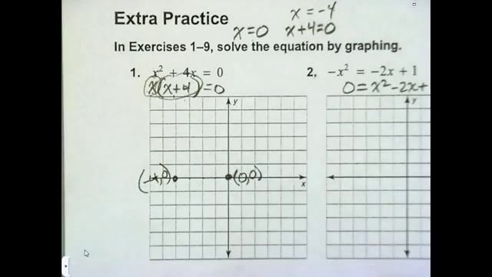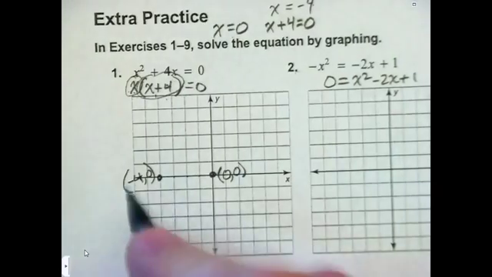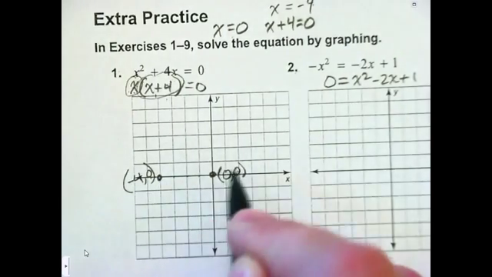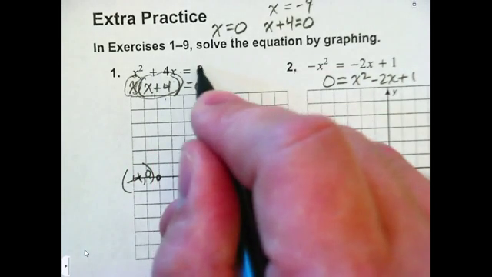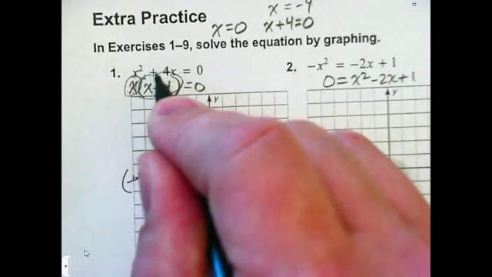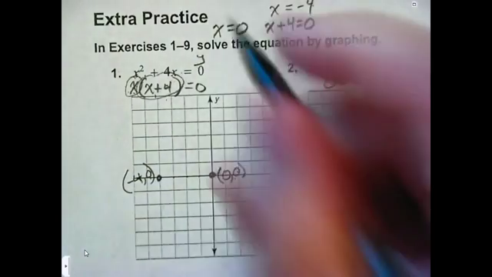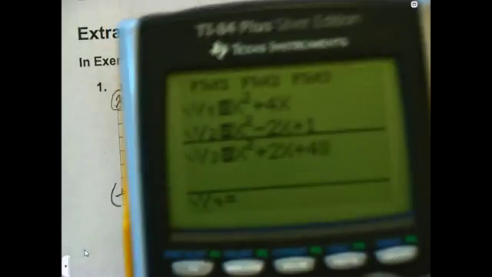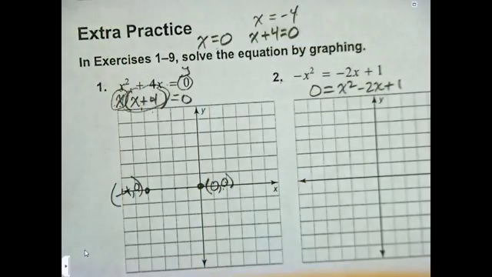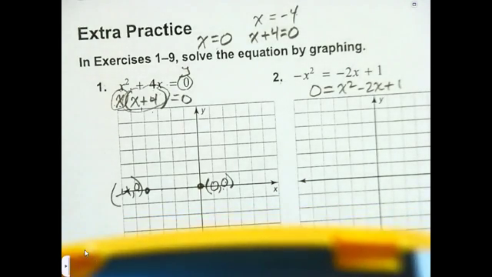That's where it crosses. What I want you to do now is take your graphing calculator. And since y equals 0 both right here and here, the same thing as having x squared plus 4x equals 0. It's the same thing as saying x squared plus 4x equals y. We're just substituting a special value in for y. We're substituting 0 in. So I want you to go to your y equals menu.